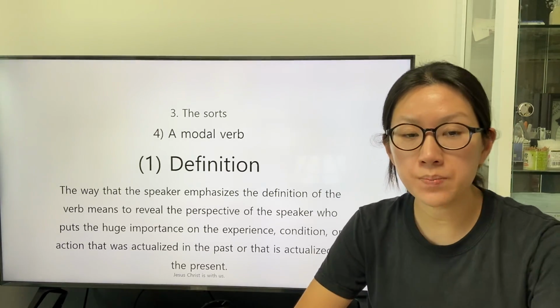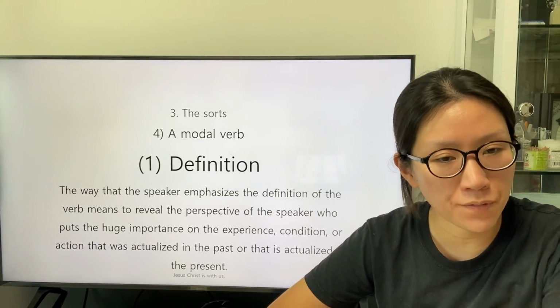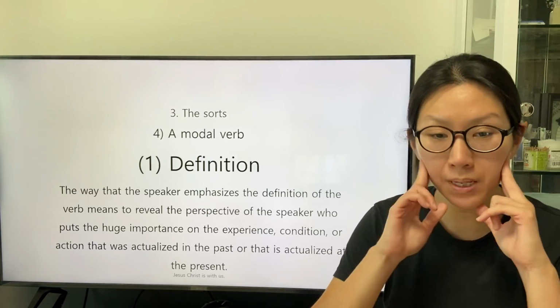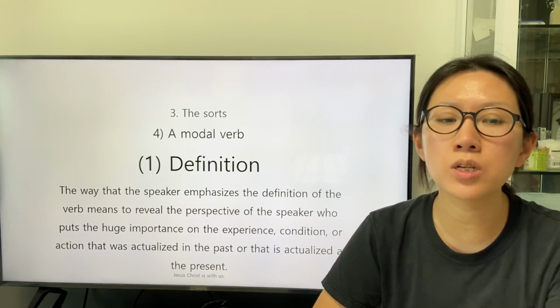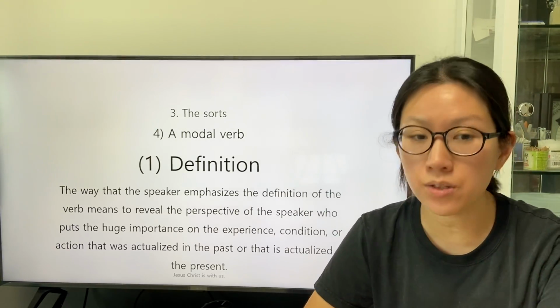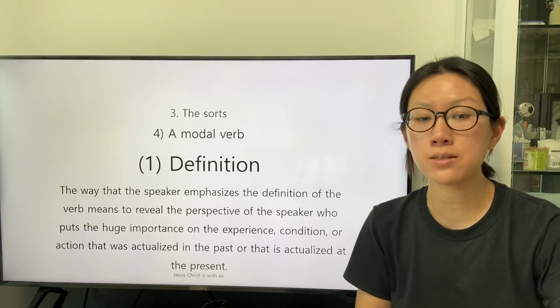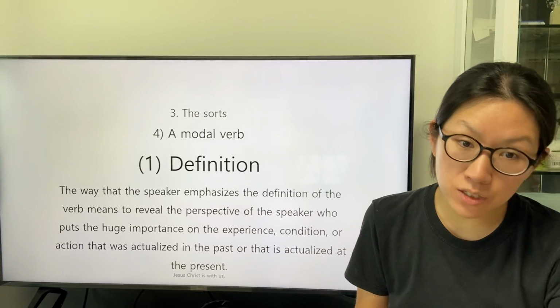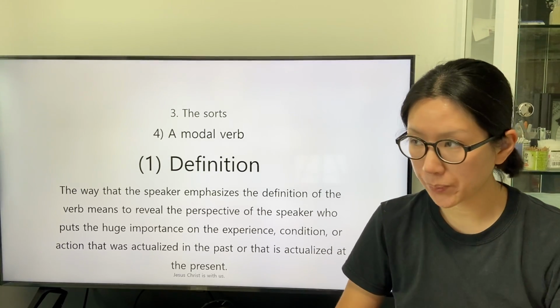The way that the speaker emphasizes the definition of the verb means to reveal the perspective of the speaker who puts huge importance on the experience, condition, or action that was actualized in the past or that is actualized at the present.